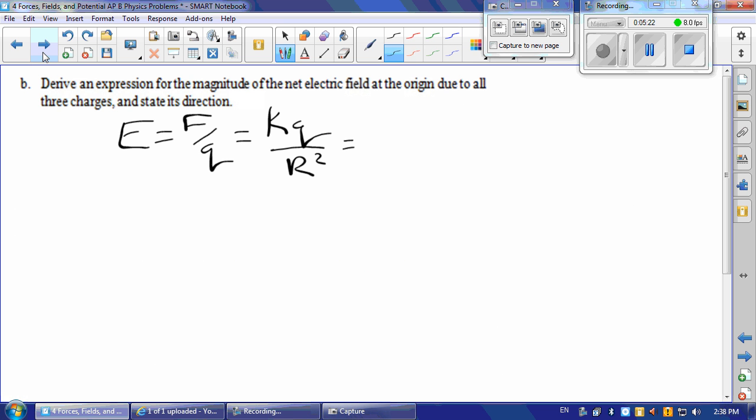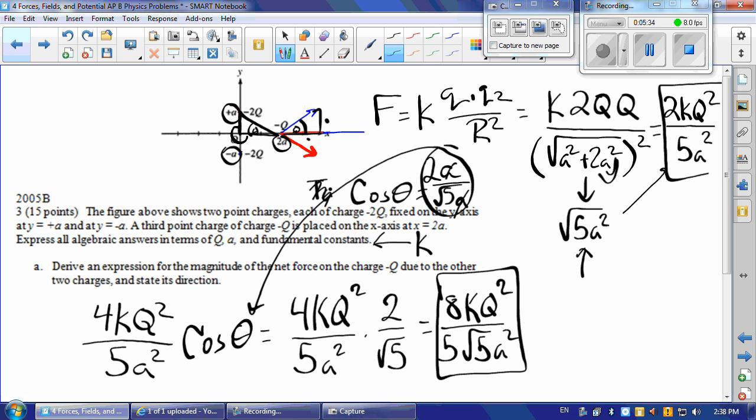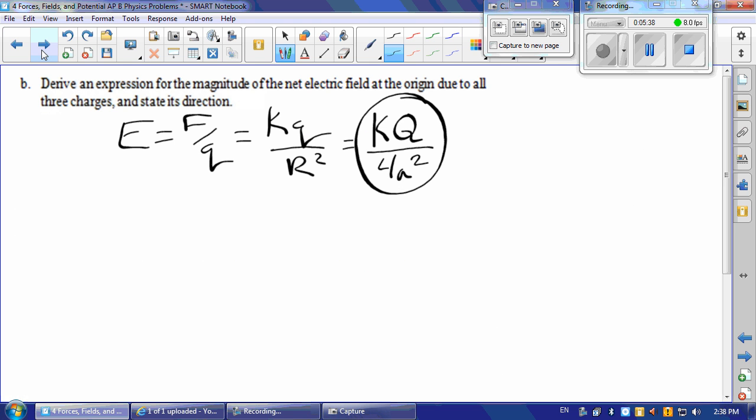The K can stay, the Q becomes capital Q, and the distance between them is just 2a squared, which is 4a squared. Okay, so once again, the electric field at the origin, right here, cancels out because these are the same, therefore they cancel each other out. So that one goes pretty quick.